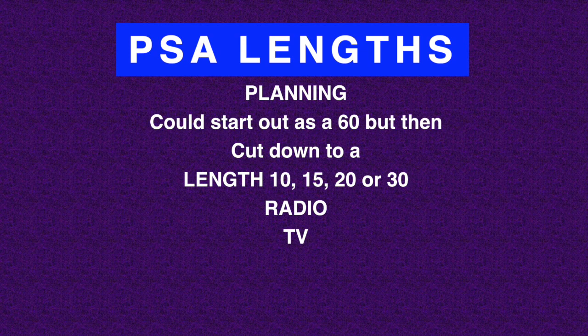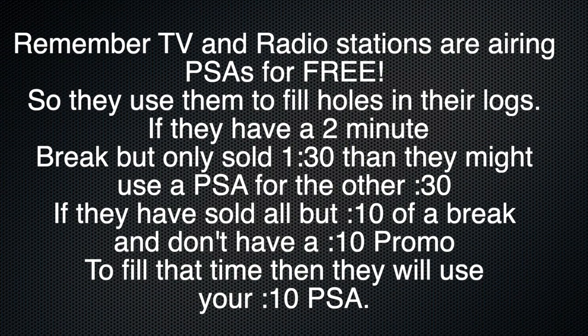So if you are doing a PSA for a company and you want to do a 60 because you have so much to say, then you should also include a cut down of the version. So, you know, give a radio station or a television station several options. You want to be able to give them a 10, 15, 20, and a 30. That way, if they just have a 10-second slot to fill, they can use your PSA. If they have a 30-second spot to fill, they can use your PSA.